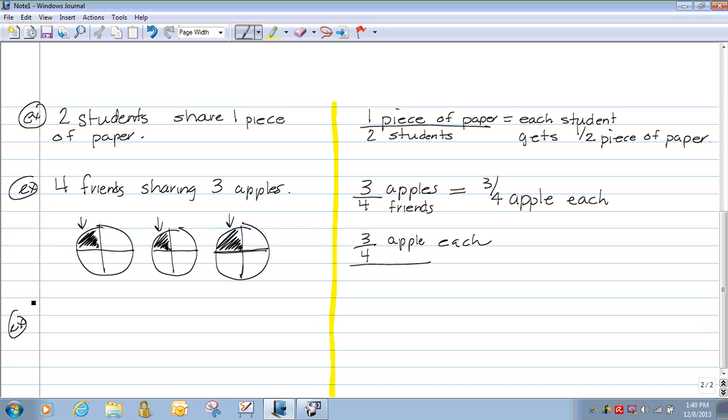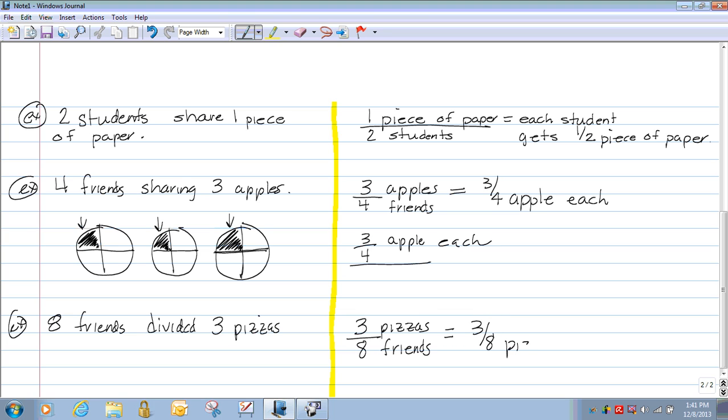Let's do another example. If I have 8 friends that divided 3 pizzas, what fraction does each friend receive? Well, I have 3 pizzas that need to be divided among 8 friends. That means each friend gets 3/8 of a pizza each. Push pause.